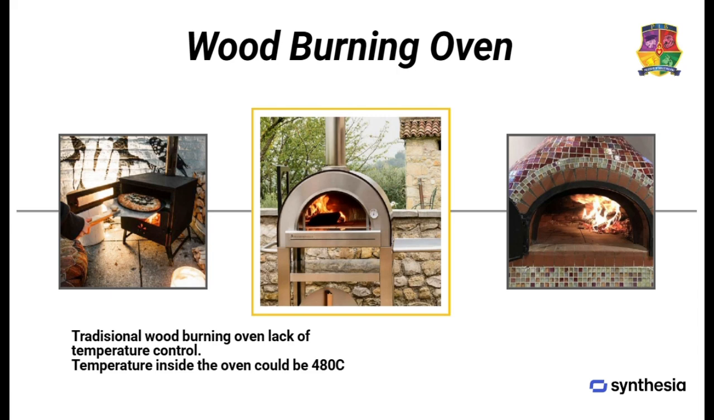Another important characteristic is the very high operating temperature. According to the material, the temperature inside the oven can reach around 480 degrees Celsius. This makes it particularly suitable for products that require very high heat and short cooking times, such as pizza. One of the main advantages is the distinctive smoky aroma and authentic character that wood can contribute to the food. The stored heat in the brick walls can also help maintain a high temperature for an extended period.